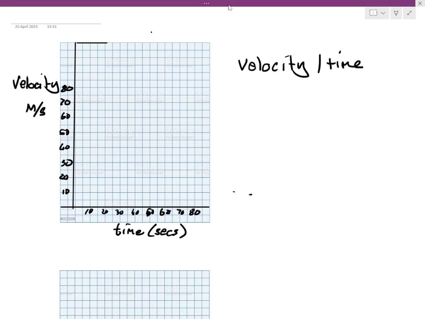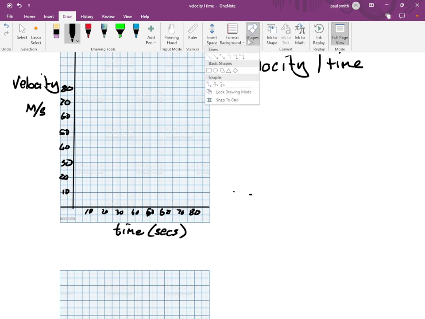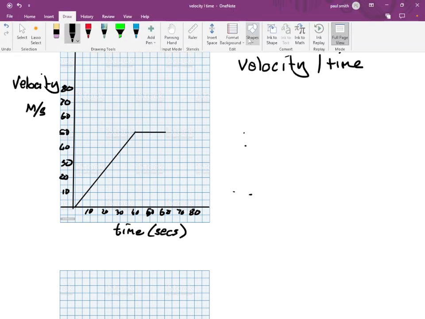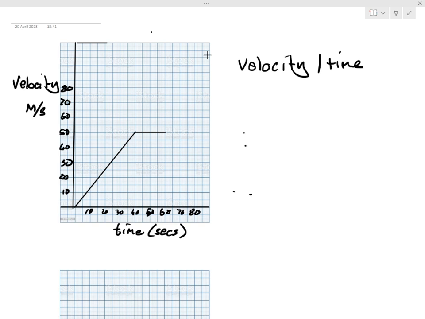With a velocity time graph, we have this sort of thing. This is what it looks like. So we're going to go from there up to there, and then we're going to have a second part, which is going to be, say, that far, and then we'll have a third part, which will come back down to there, to the 80.